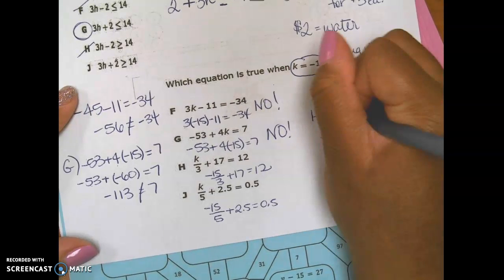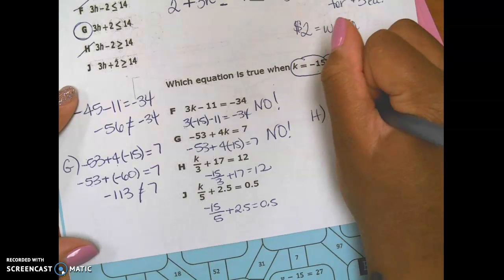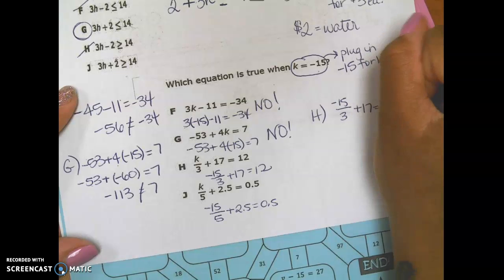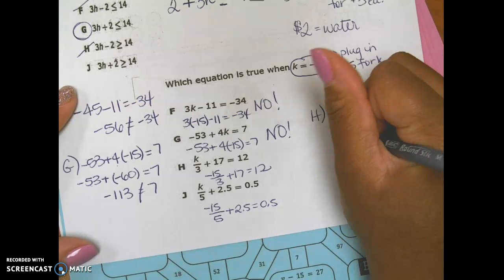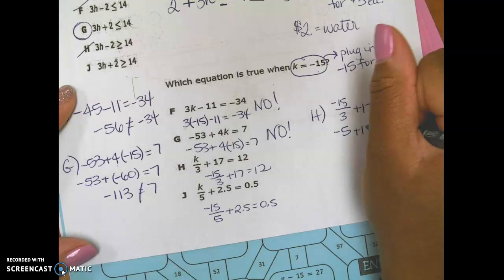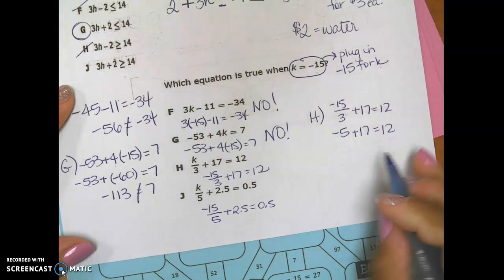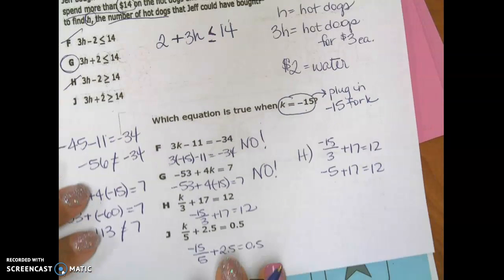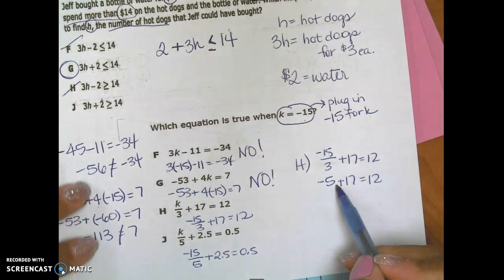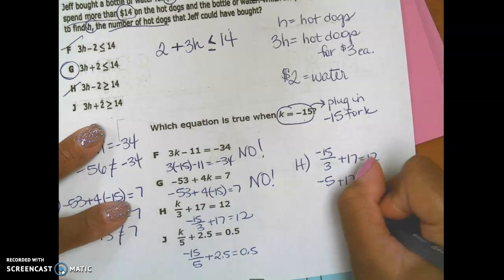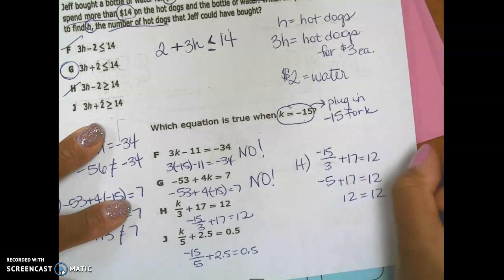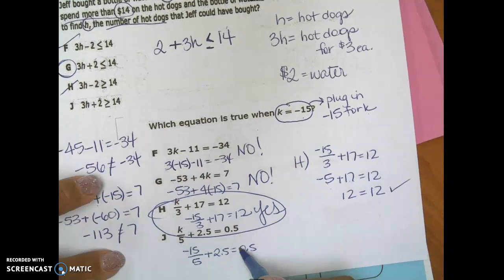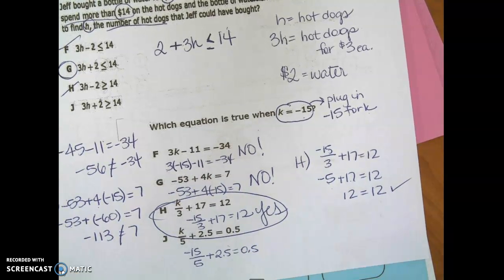H. Negative 15 over 3 plus 17 equals 12. Negative 15 over 3 is a negative 5 plus 17 equals 12. These are different signs, so I need to subtract. Negative 5 plus 17, negative 5 from 17 is 12. And then it equals 12, and it is correct. I found my answer. I don't need to go any further because there's only one right answer here. Okay?